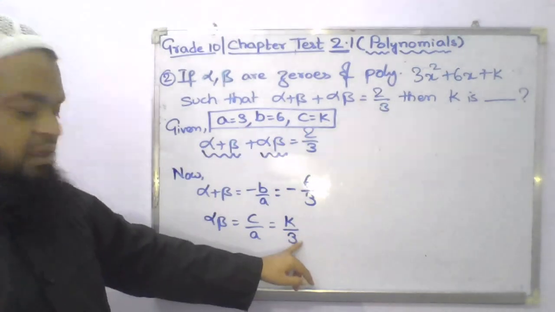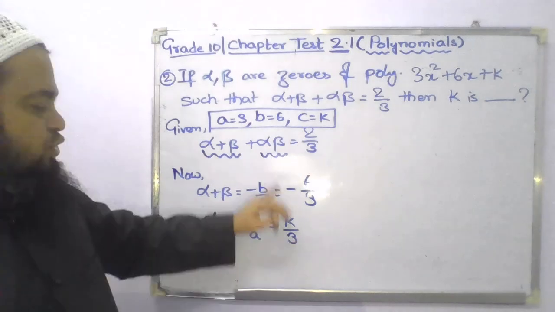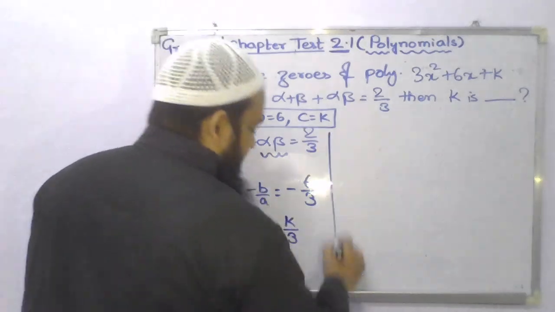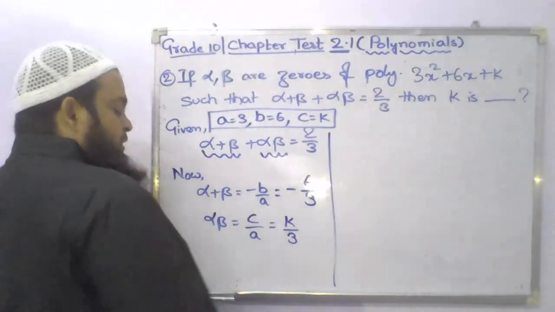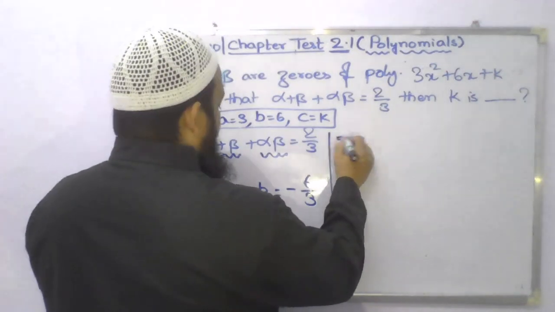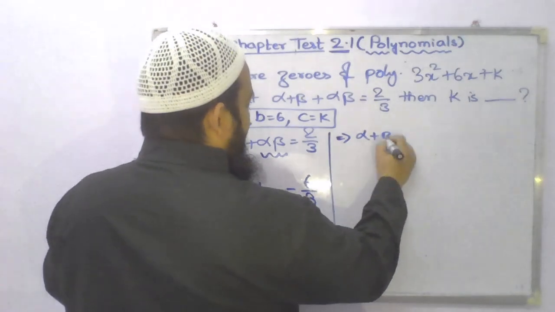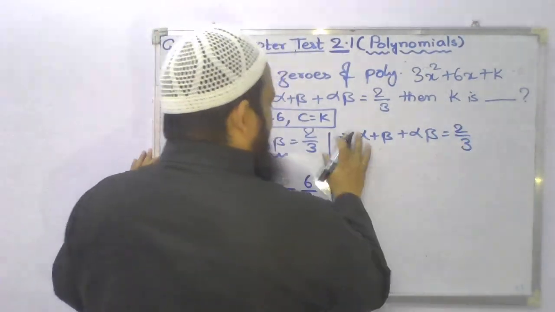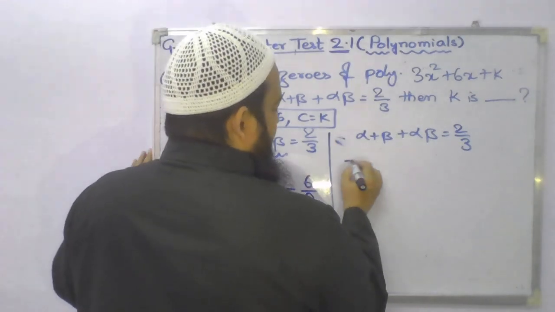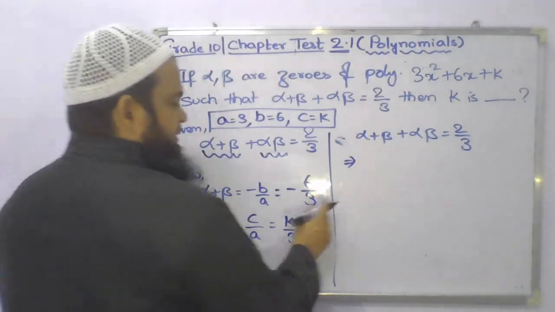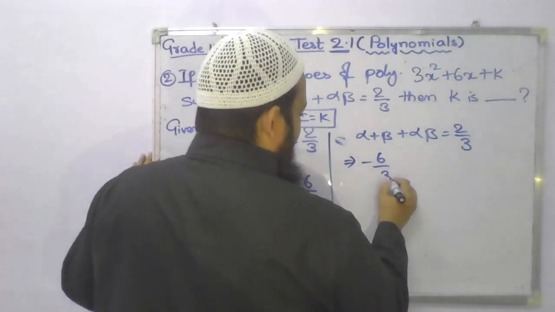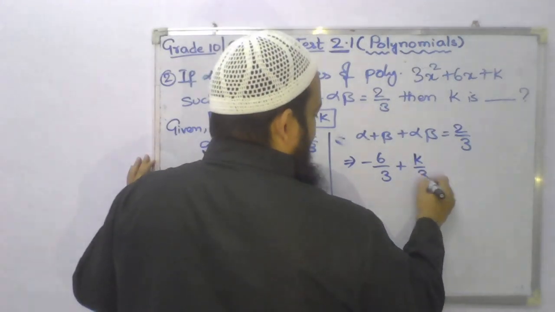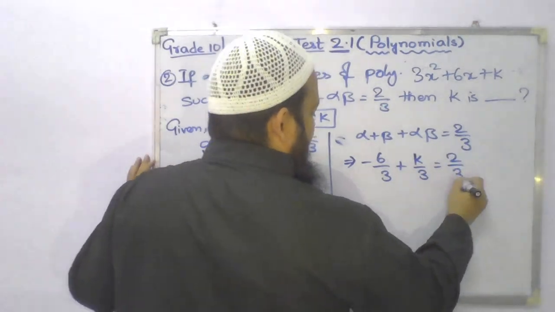Therefore, it is K by 3. So when I add these two, 3 and 3, like fractions, it will be easier, right? That is the reason I have not cancelled. So now that implies alpha plus alpha beta is equal to 2 by 3. Okay, not implies. So that implies what? Alpha plus beta is minus 6 by 3, plus alpha beta is K by 3, is equal to 2 by 3.